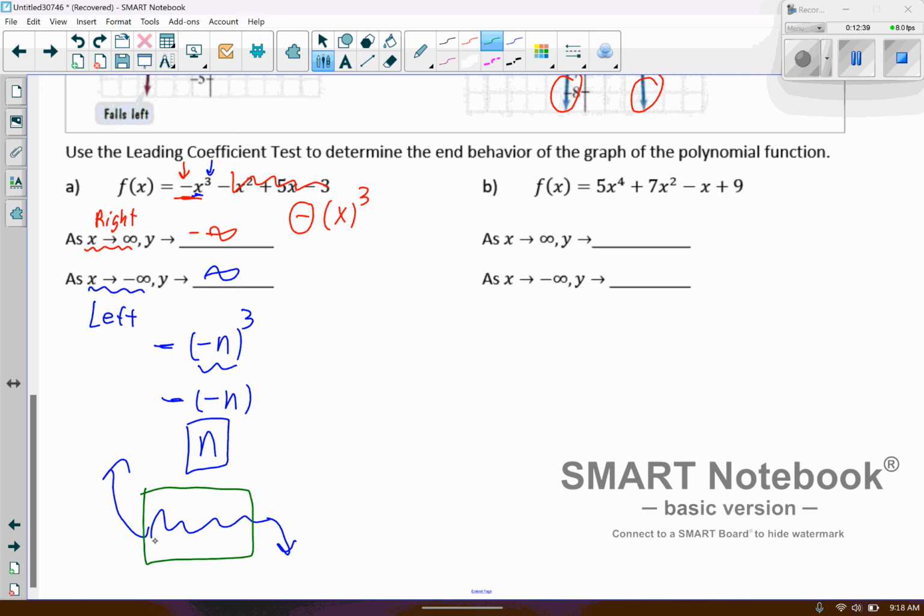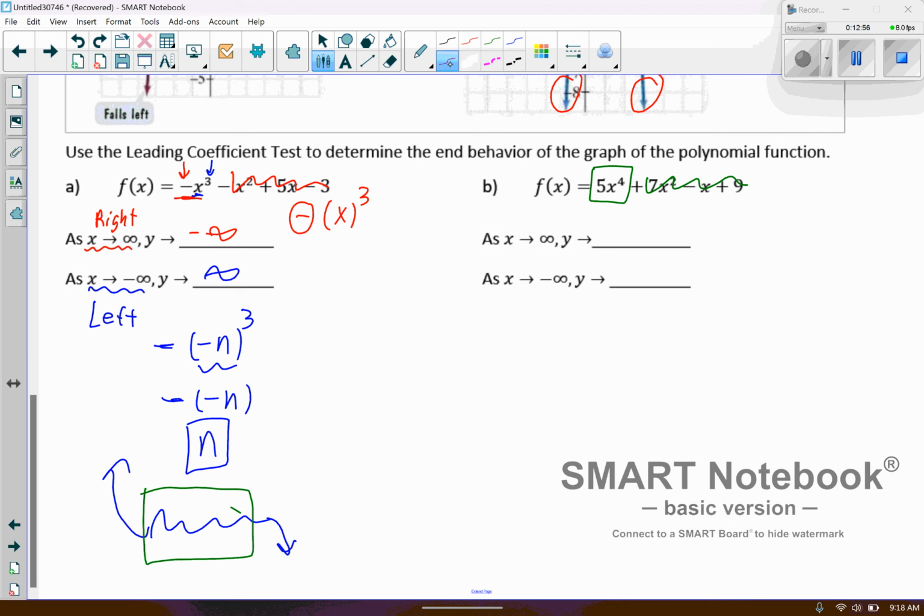Okay, let's look at example B. So once again, you just need to focus in on this. You don't need to worry about that right now. Yes, that's very important. That has more of an effect on the middle part of the graph, and we'll worry about that in a little bit. One thing at a time.